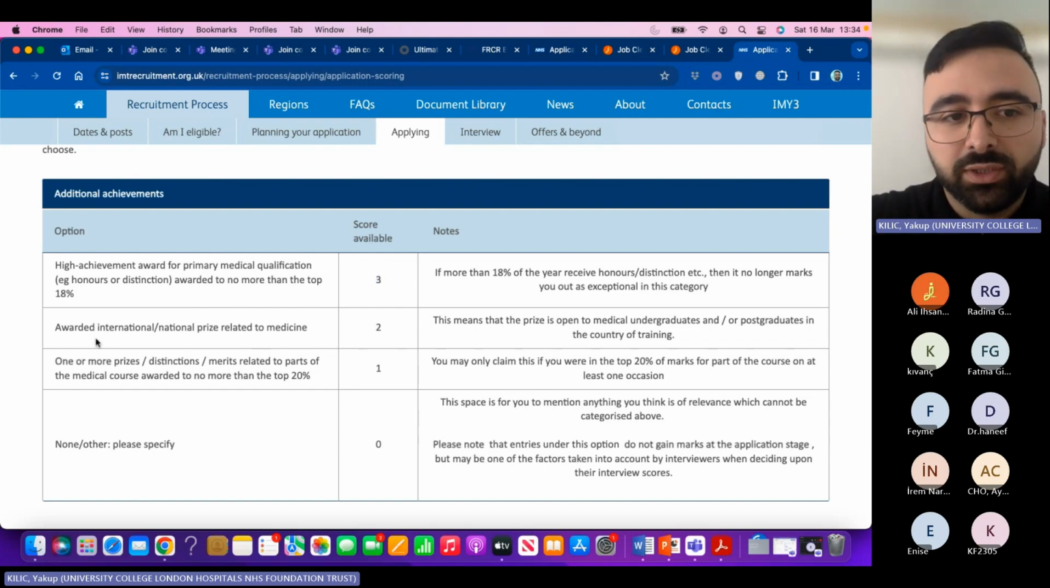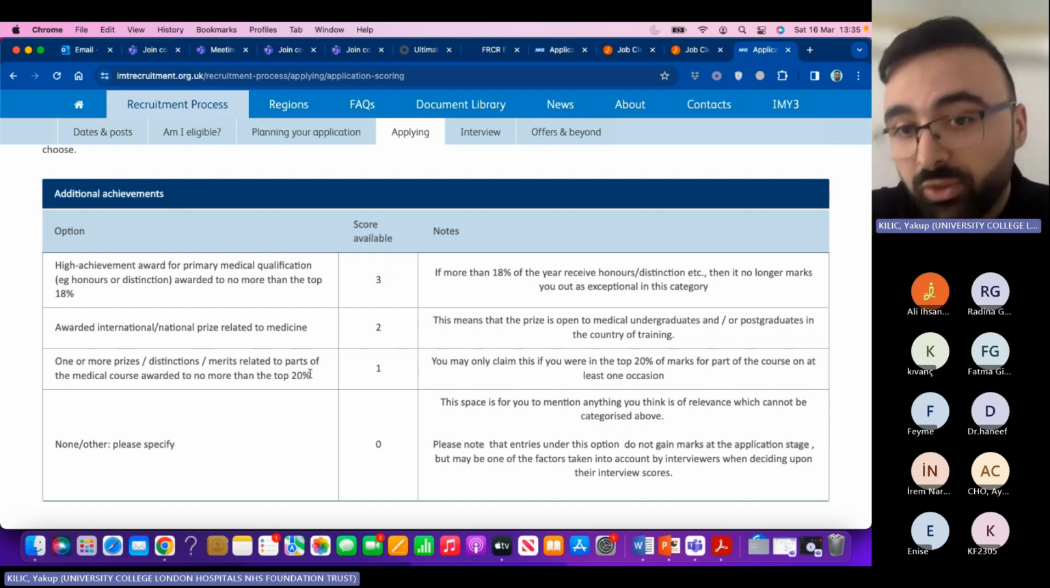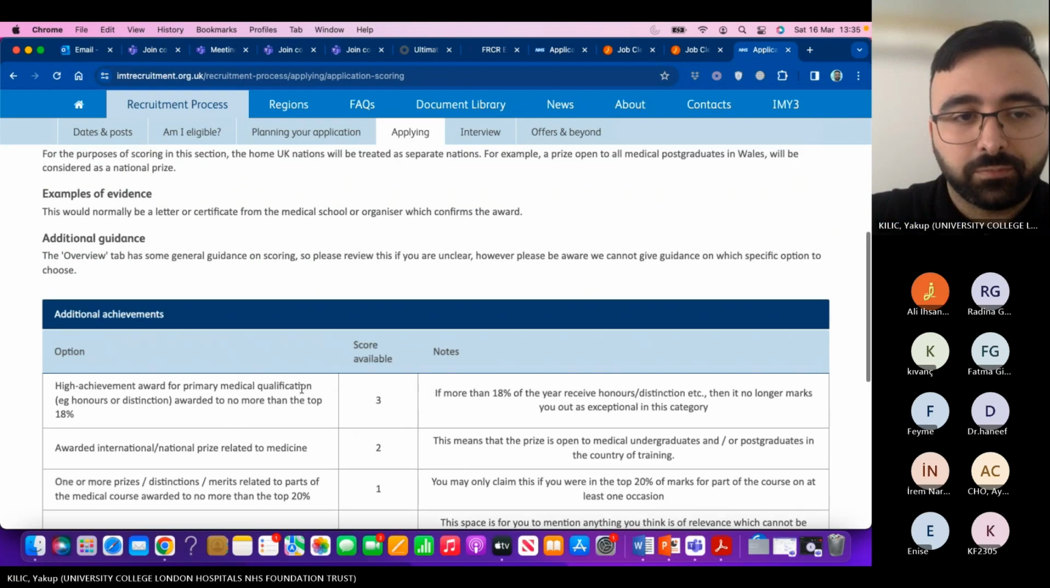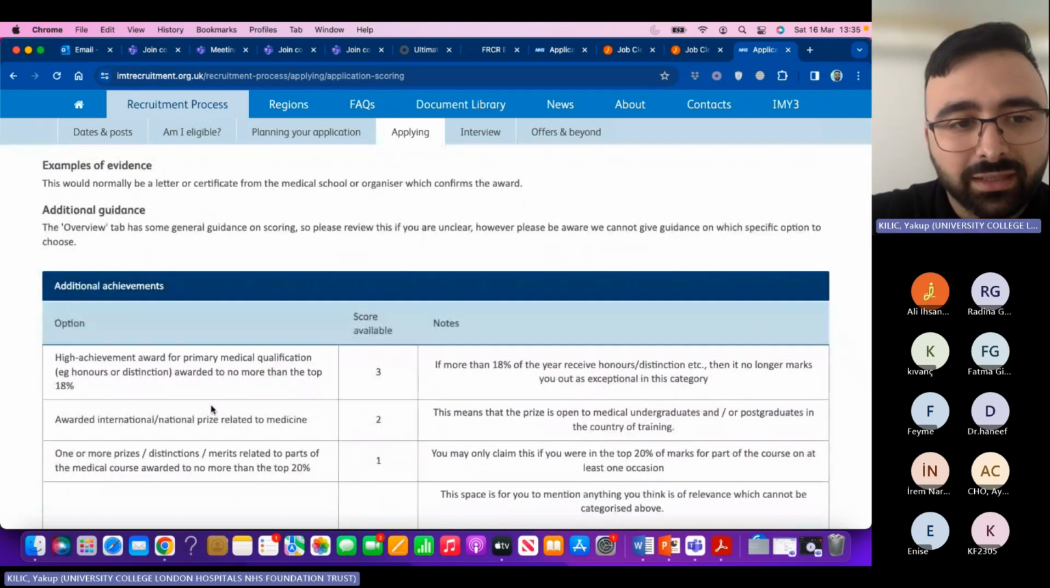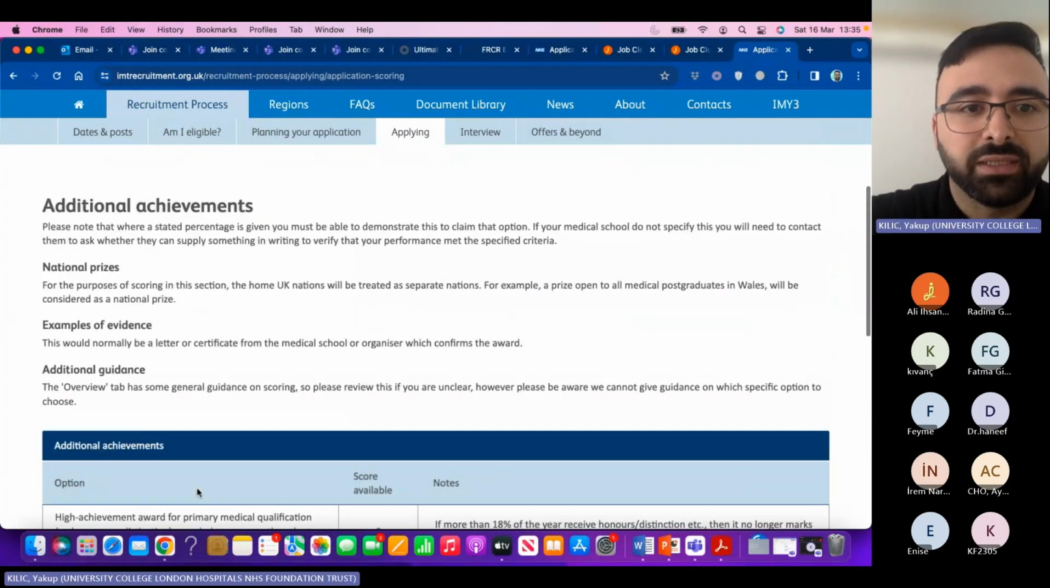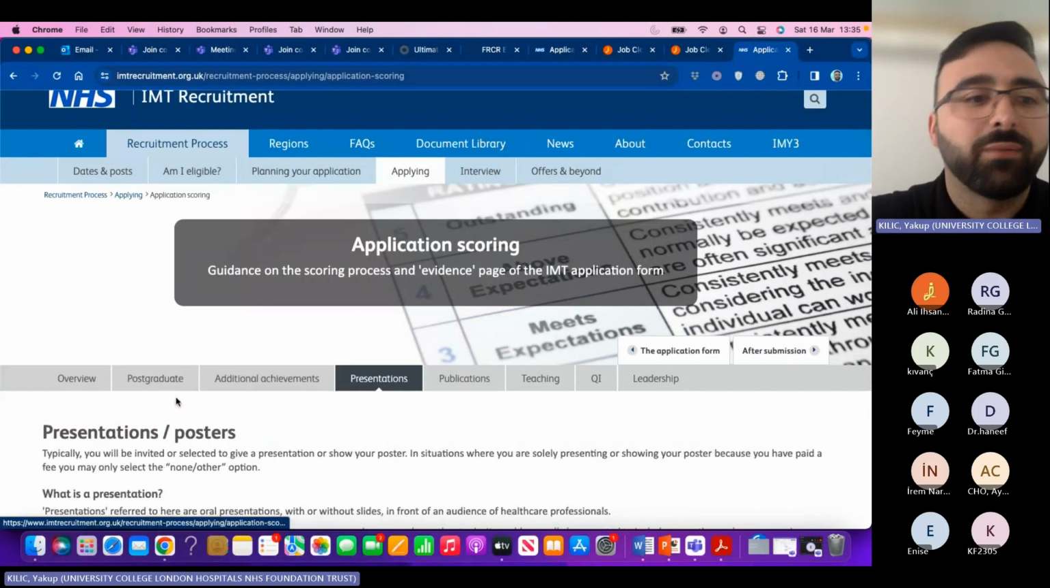If you were awarded an international or national prize related to medicine, that's 2 points. Or one or more prizes, distinctions, or merits related to parts of the medical course to no more than 20% of your cohort, then that's 1 point. Okay. I think even things like non-medical stuff you can even score here, as long as you specify, or stuff you've done in medical school.